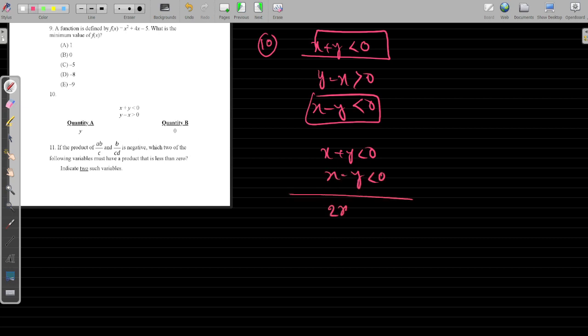If I add these two, then 2x less than 0, then x less than 0, right? So x less than 0. If x less than 0, that means x is negative. So any negative number plus positive number less than 0 means this is more negative if I compare with y. And here, if this one is negative, then minus minus plus. So here you need to put here this y is more negative. That's why you cannot determine the y.